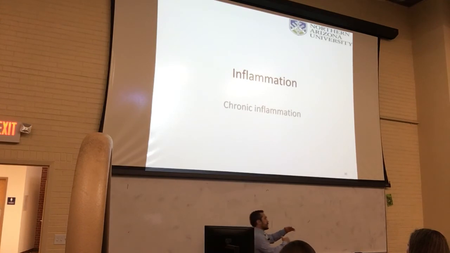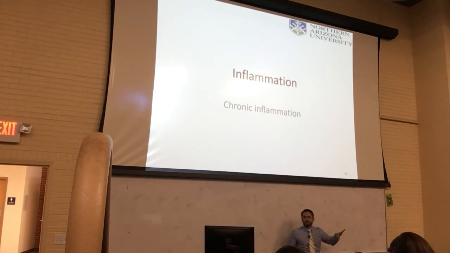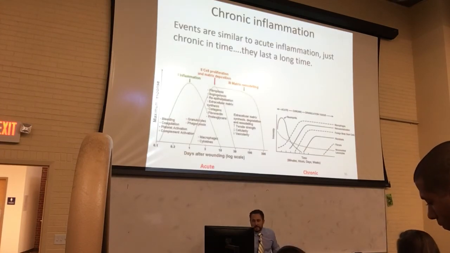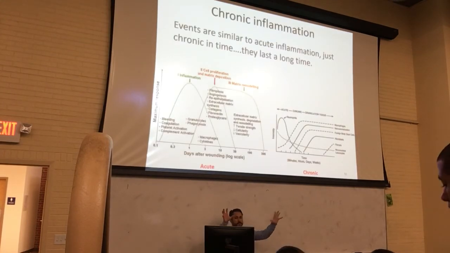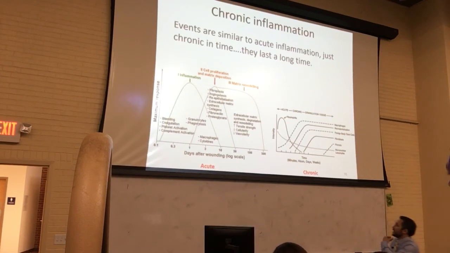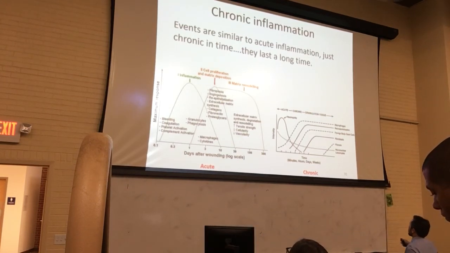Chronic inflammation. So we've alluded to some things about chronic inflammation, like foreign body giant cells. Here is the comparison straight up, okay? So we look at acute on the left, and we look at chronic on the right.